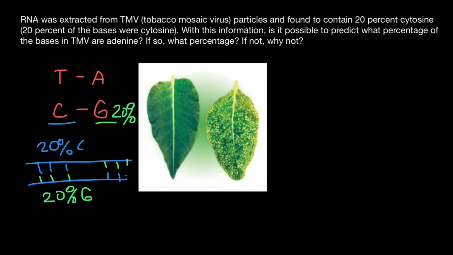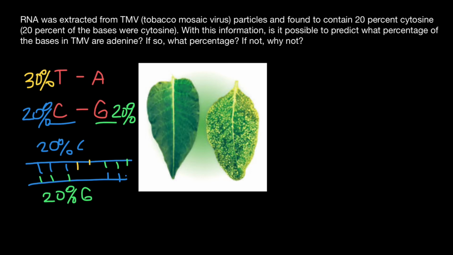We have 20% guanine and 20% cytosine, which together is 40%. 100% minus 40% gives us that the other two bases make up 60%. Because thymine base pairs with adenine, the amounts of thymine and adenine are equal. So 60 divided by two is 30%, so 30% of the bases are going to be thymine.